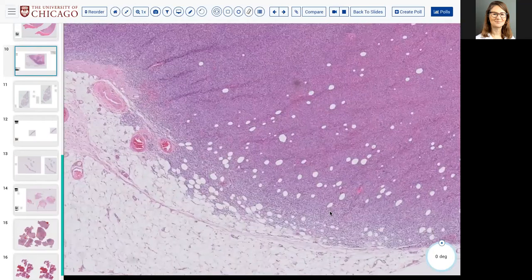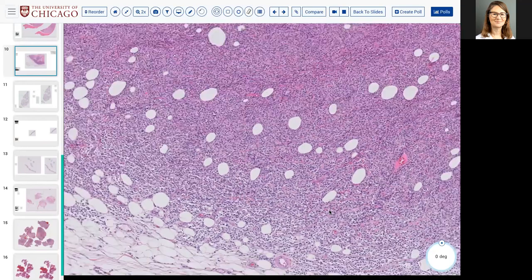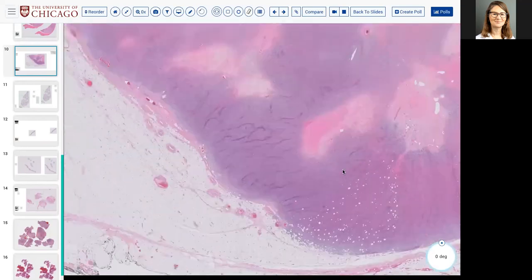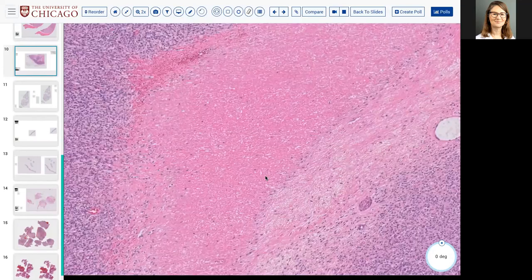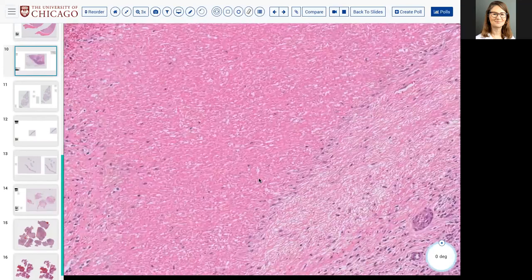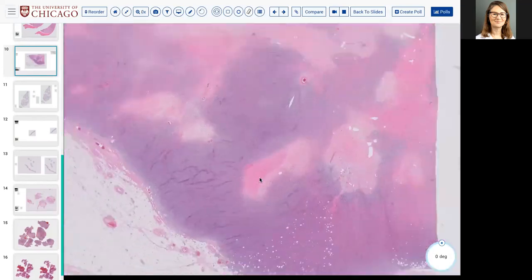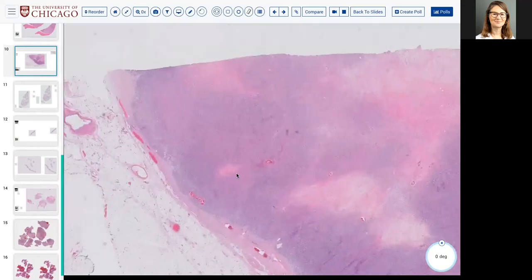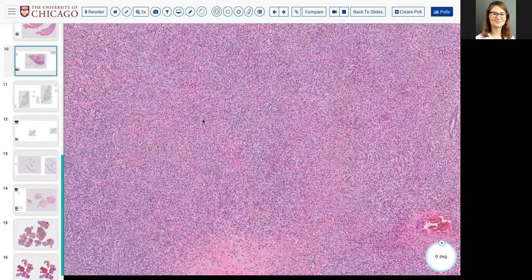Seemingly circumscribed, but look, it infiltrates fat. And look, it's trying to be necrotic. All right, so I think we have malignant going for us. But what kind of malignant?